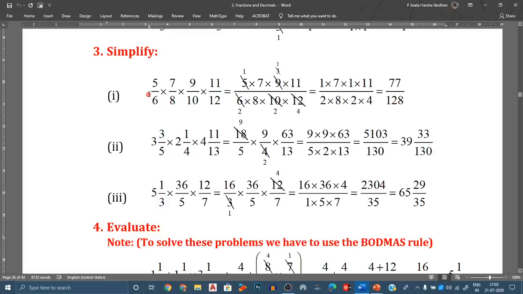So now it has given this problem as 5 by 6 into 7 by 8 into 9 by 10 into 11 by 12. Now we have to simplify by using the cancellation method here. Observe here, 5 and 10 have the common factors. So now you can divide 5 and 10 by 5 table. So 5 ones here and here 5 twos.